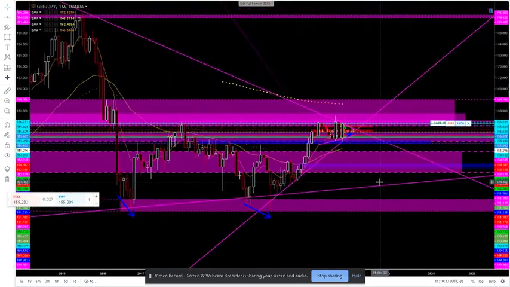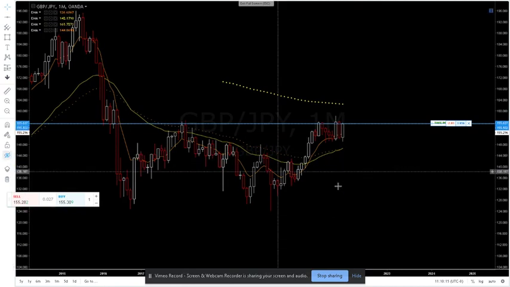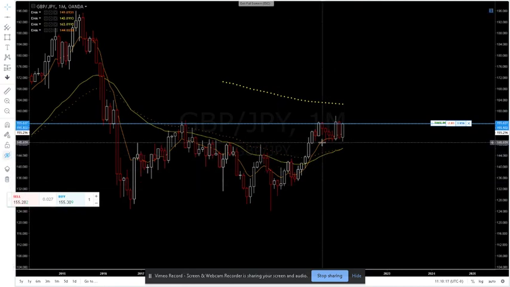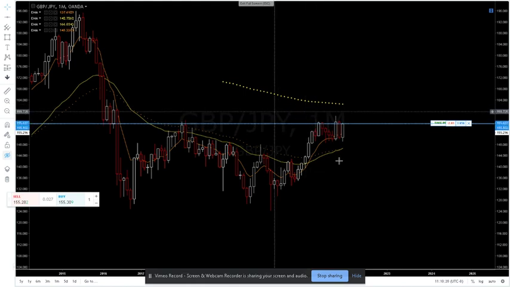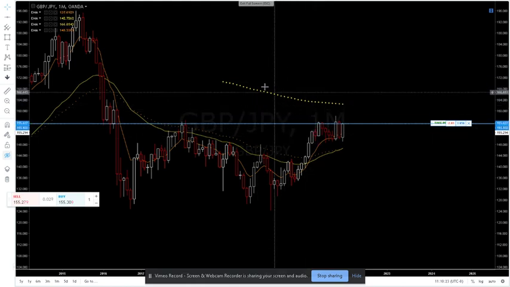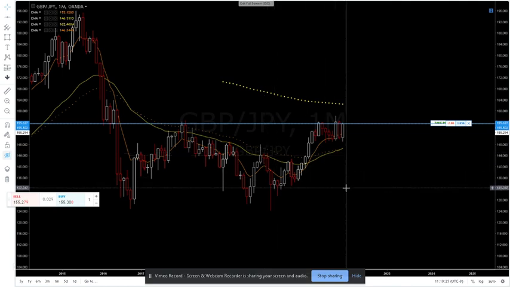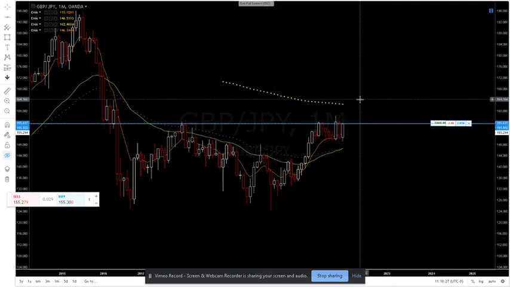So the overall trend is an uptrend. This is the 50. I mean, the overall trend is actually down. This is a 200 and a 50. Looks like it's trying to cross into an uptrend.